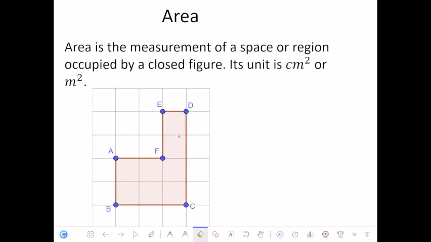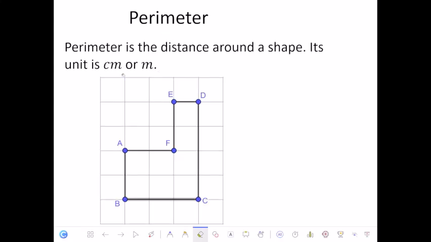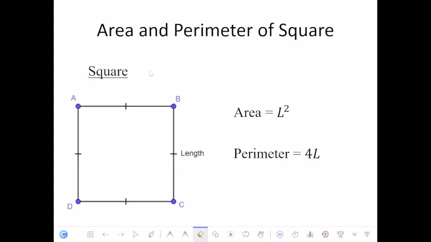Very, very important. The unit for area is cm square or meter square, but the unit for perimeter is just centimeter or meter. So with this, let's state the formula for the area and perimeter of a square, and the area and perimeter of a rectangle. And that is all for what we did today.